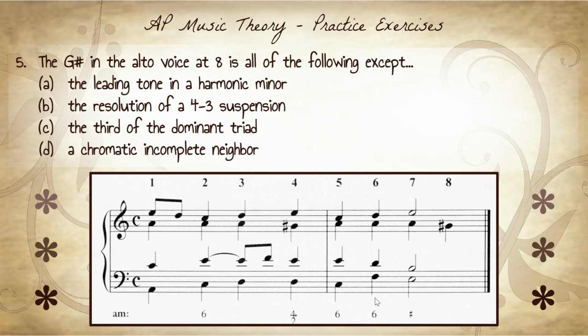Question 5. The G sharp in the alto voice at 8 is all of the following except A. The leading tone in A harmonic minor, B. The resolution of a 4-3 suspension, C. The third of the dominant triad, or D. A chromatic incomplete neighbor.